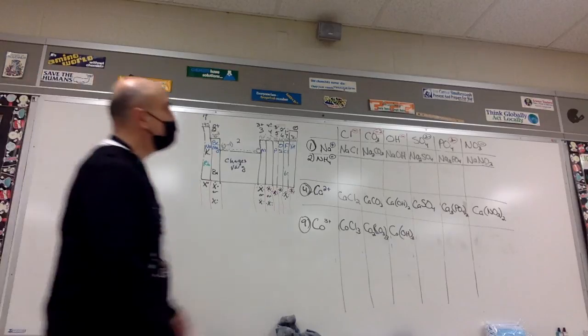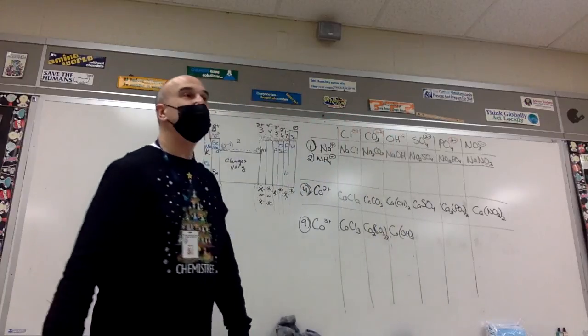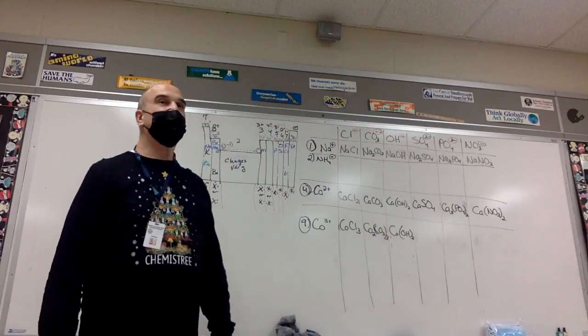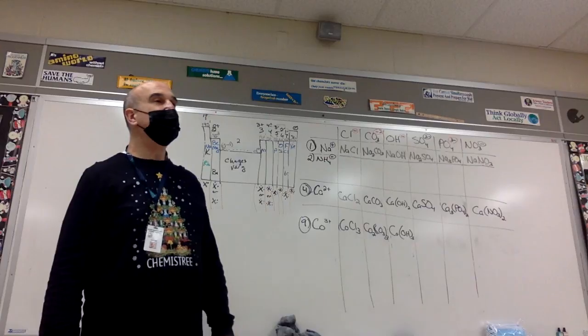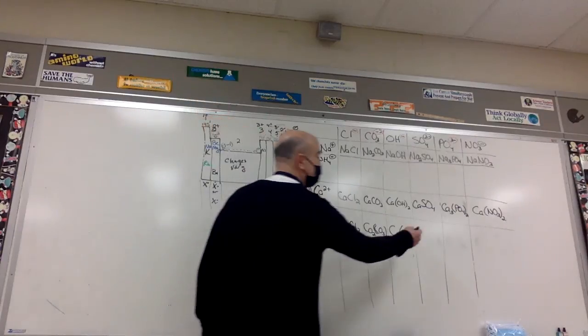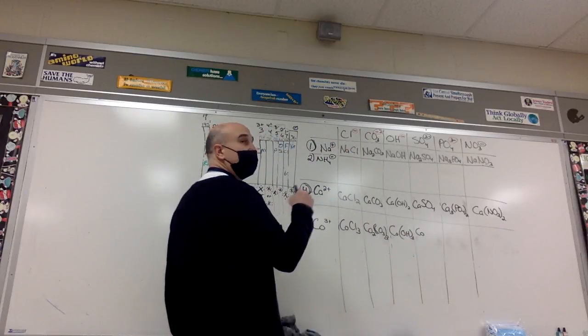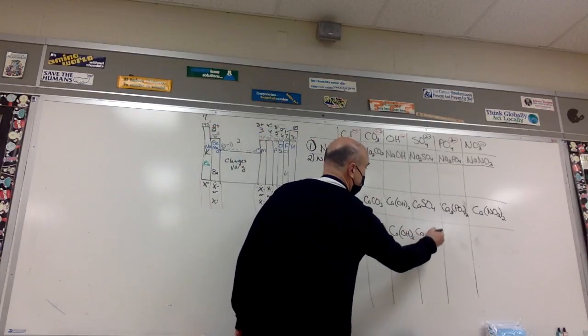Okay, sulfate, again, it's a -2, similar to the carbonate, which is -2. So what's the ratio there? How are we going to get them together? How many cobalts will we need? 2. Sulfates.